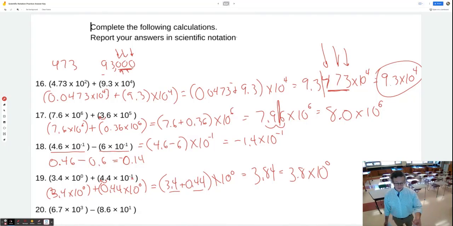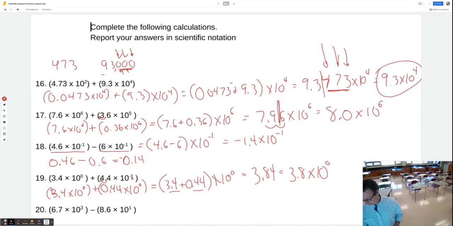Again, what does that mean? It means that the answer is 3.8. But if the answer has to be in scientific notation, you have to write it times 10 to the 0. That's just the way scientific notation works. All right, last one. 6.7 times 10 to the third minus 8.6 times 10 to the first.